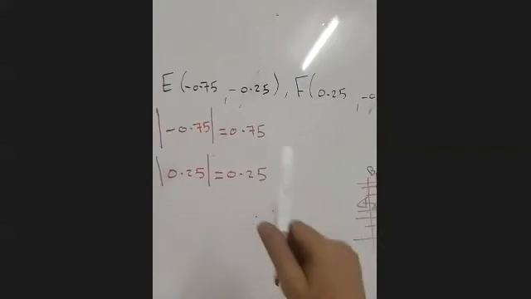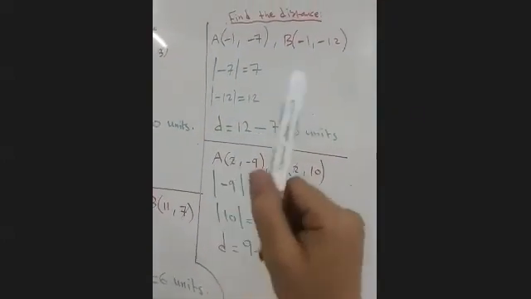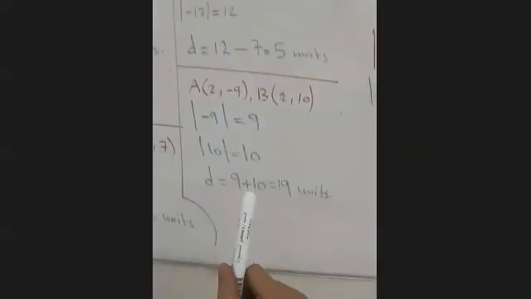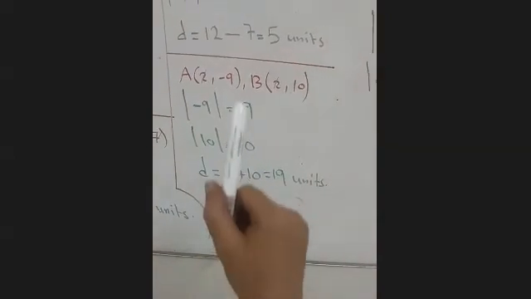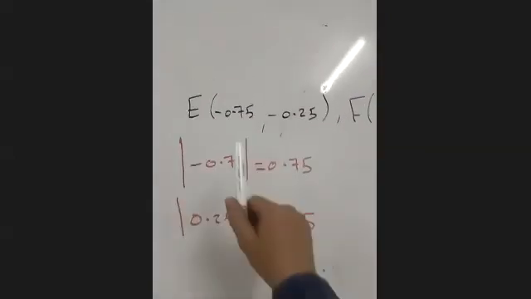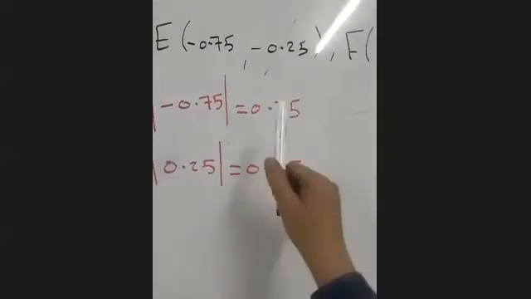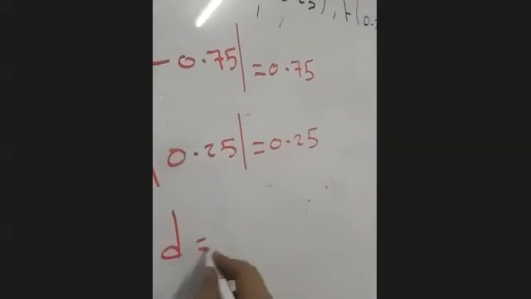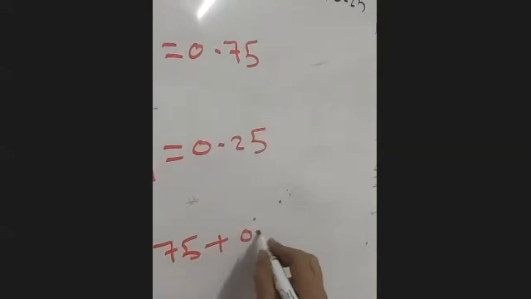Now we look, guys, at the different numbers here. Here is negative and here is positive. And we said in our previous examples, if we have different signs, we add the absolute values. Here we have different signs. This is negative and this is positive. So we will add the absolute values. So the distance will be 0.75 plus 0.25. Equals 1.